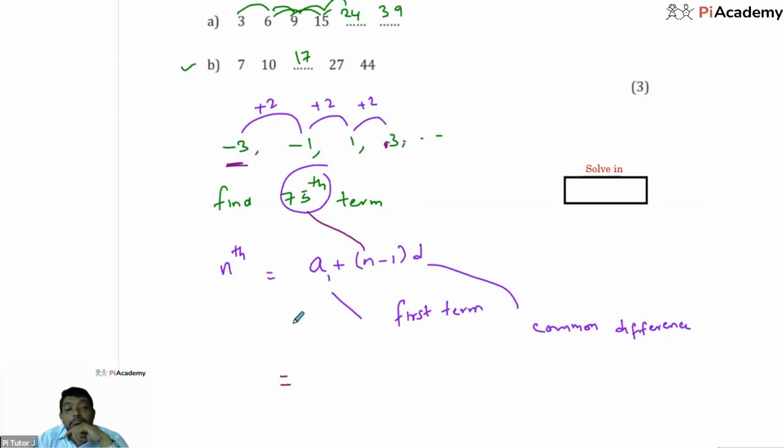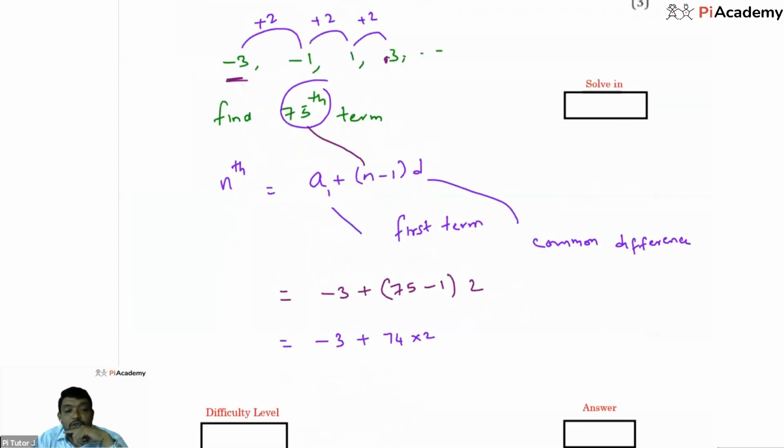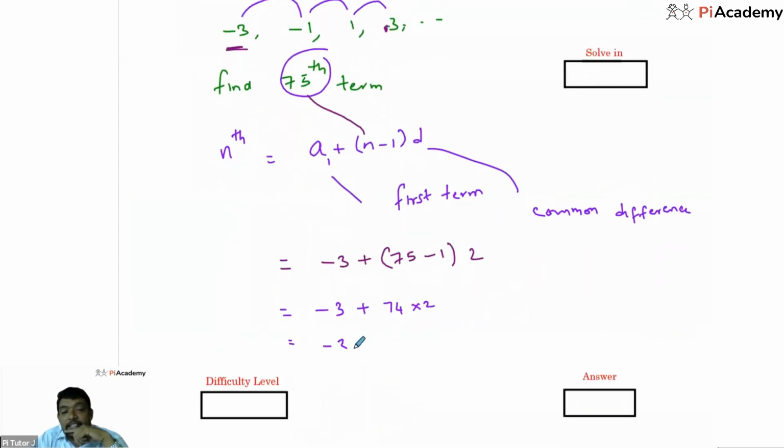So now let's use this formula. a1 is -3 plus 75 minus 1 times d, and d is 2. The common difference is 2. So you have -3 plus 75 minus 1, which is 74, times 2. So -3 plus 74 times 2 is 148. So it is 148 minus 3, which is 145. Make sense?